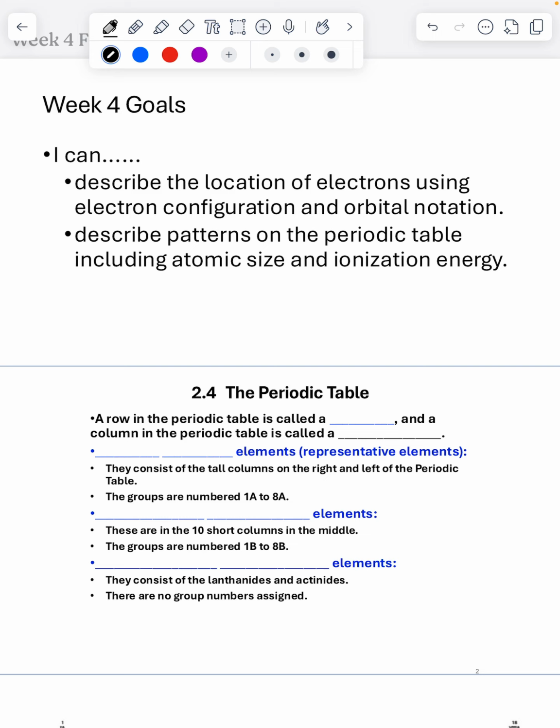All right, guys, let's begin week 4. Hopefully you've already printed your copy of the fill-in notes and are ready to fill in the blanks.